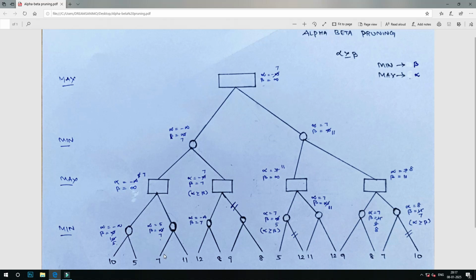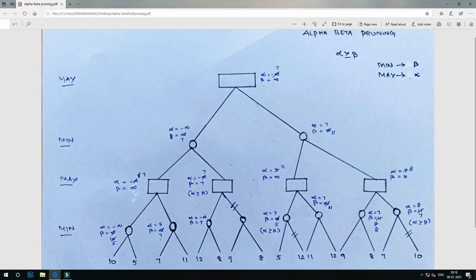Check whether the given value 7 is small or the beta value infinity is small. 7 is small. So we put 7 instead of infinity, and check with the 11 also. Whether 11 is small or 7 is small, 7 is small, so the 7 should remain over here. And then the value should traverse upside to the maximum value. So alpha equal to 7 should be put over here. And then the value traverses upside again. The minimum value should consider beta equal to 7. Okay. And the values are now traversed over the right-hand side.